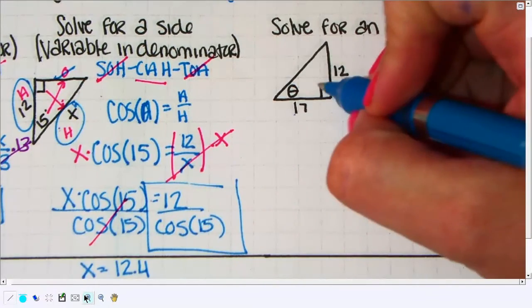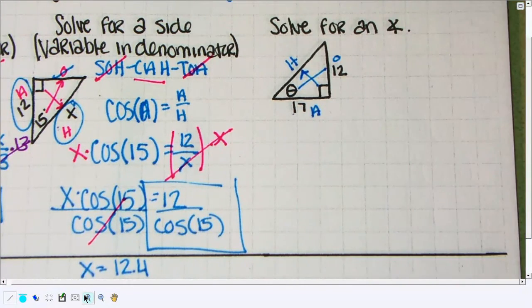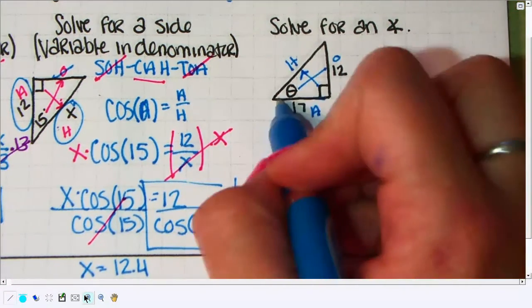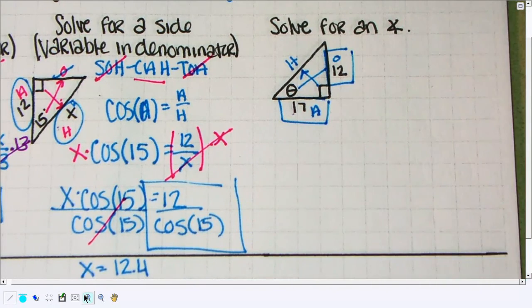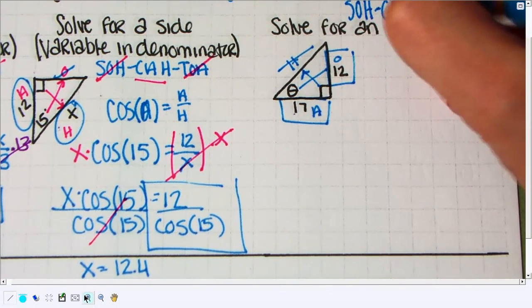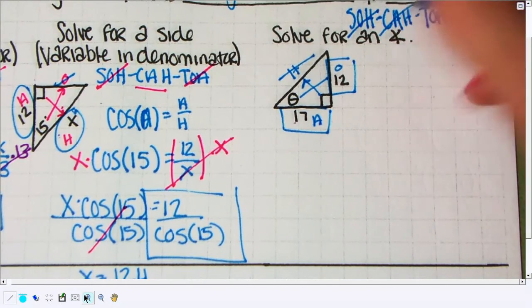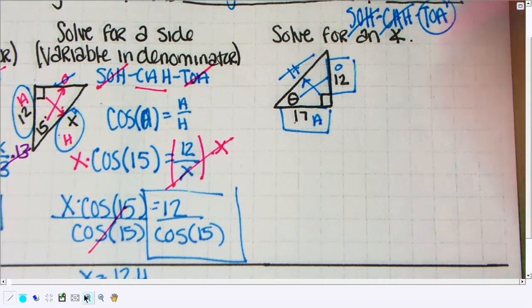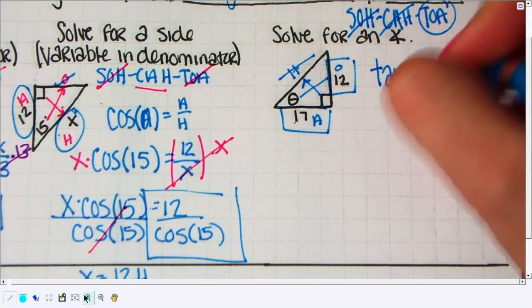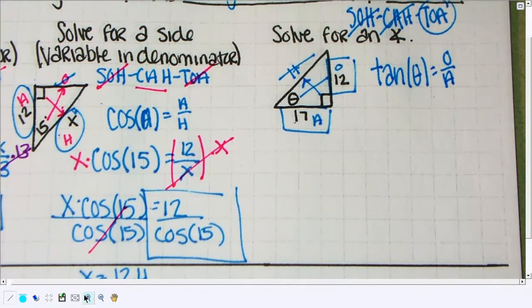Solving for an angle. Same idea. Across the 90 is H. Across theta is O. By default, it's A. So I have an A and an O with no H, which means when I'm using SOHCAHTOA, I can't use H. So sine and cosine are out. Tangent is my trig function. So tangent of theta equals O over A.